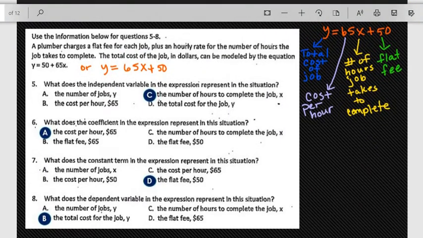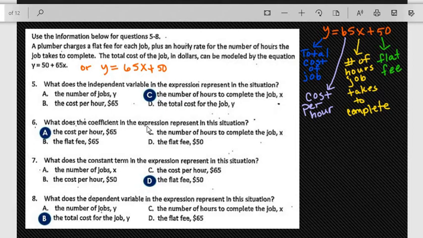So, if we look at these answers now, you see right here, I have taken this Y equals 50 plus 65x and I have rewritten it as Y equals 65x plus 50. Either way is certainly fine. And so look at number 5. When we're looking at number 5, the independent variable is talking about C, the number of hours to complete the job, which is your X.